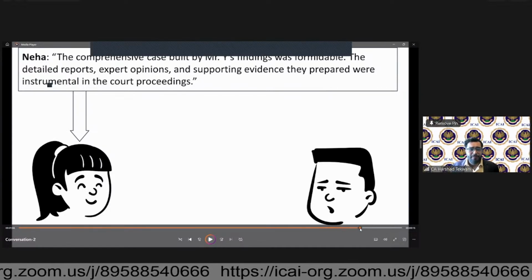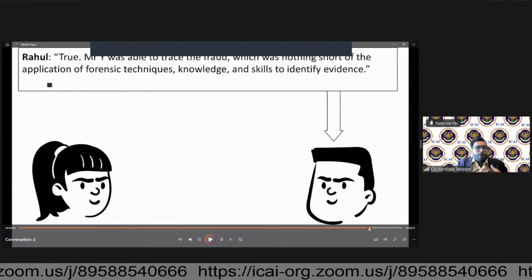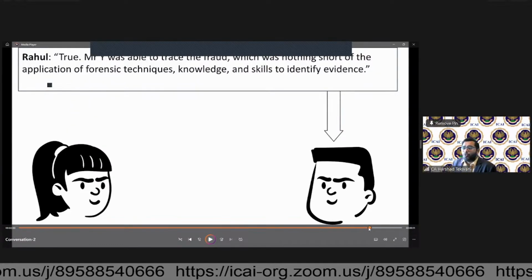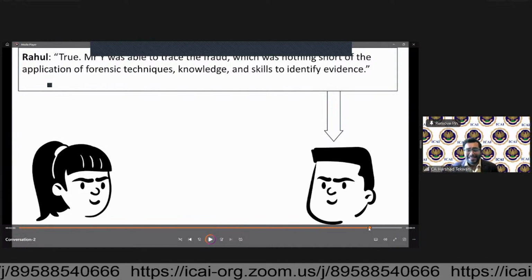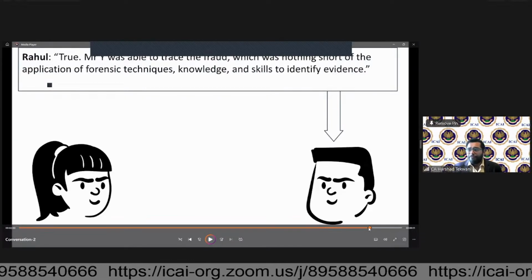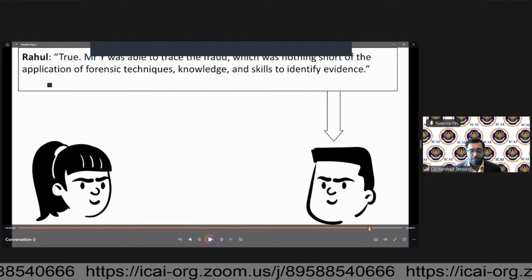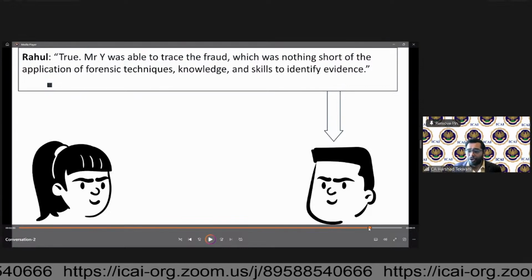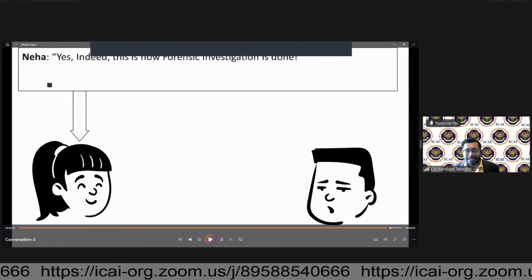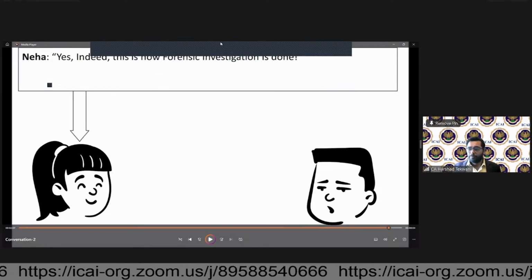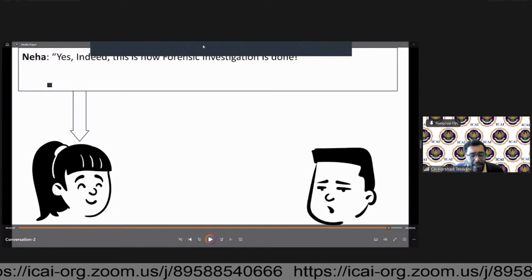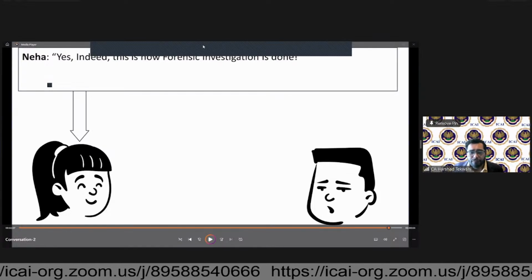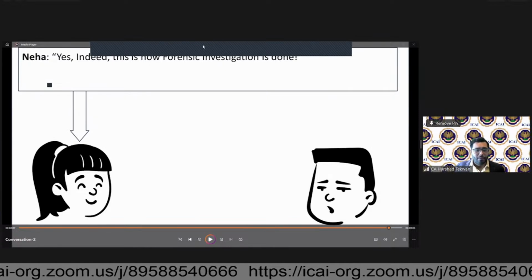Here, if you see, they use forensic technique, knowledge, and skill to identify the evidence, to record the evidence, to do the analysis, and to perform the detailed forensic accounting. This is how forensic accounting is required to be done. So this is nothing but a step-by-step analysis of how a forensic accounting engagement is required to be done.